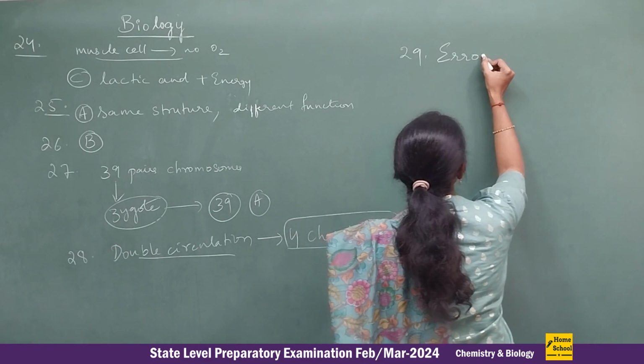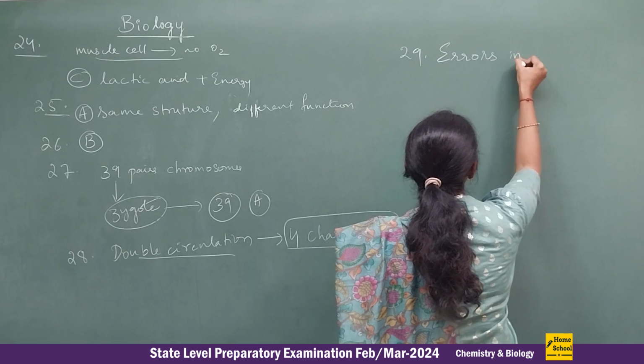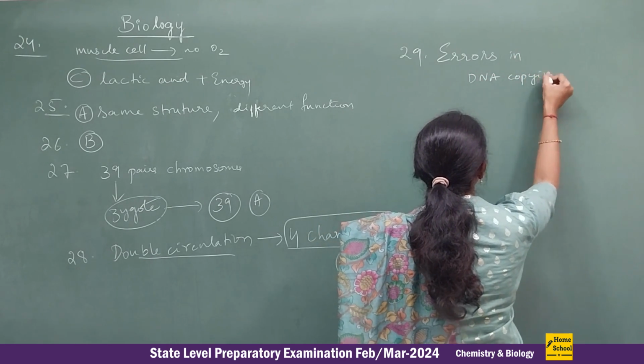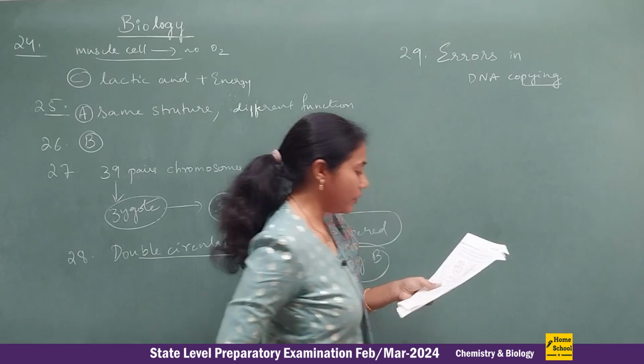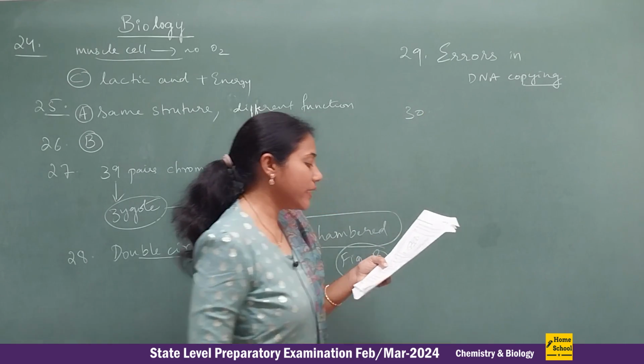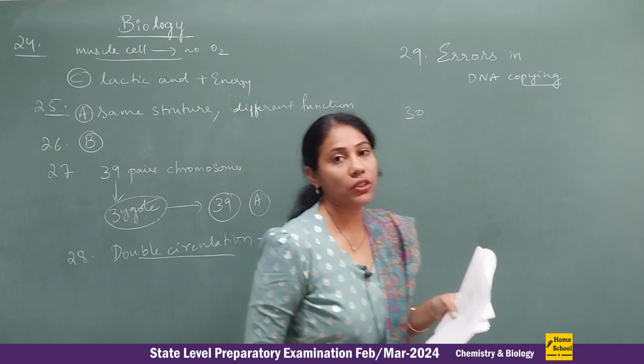Okay, so what is your answer? It is due to errors in DNA copying. Errors in DNA copying. Okay. The 30th question is also a 1 marker question. What is the function of adrenaline hormone?